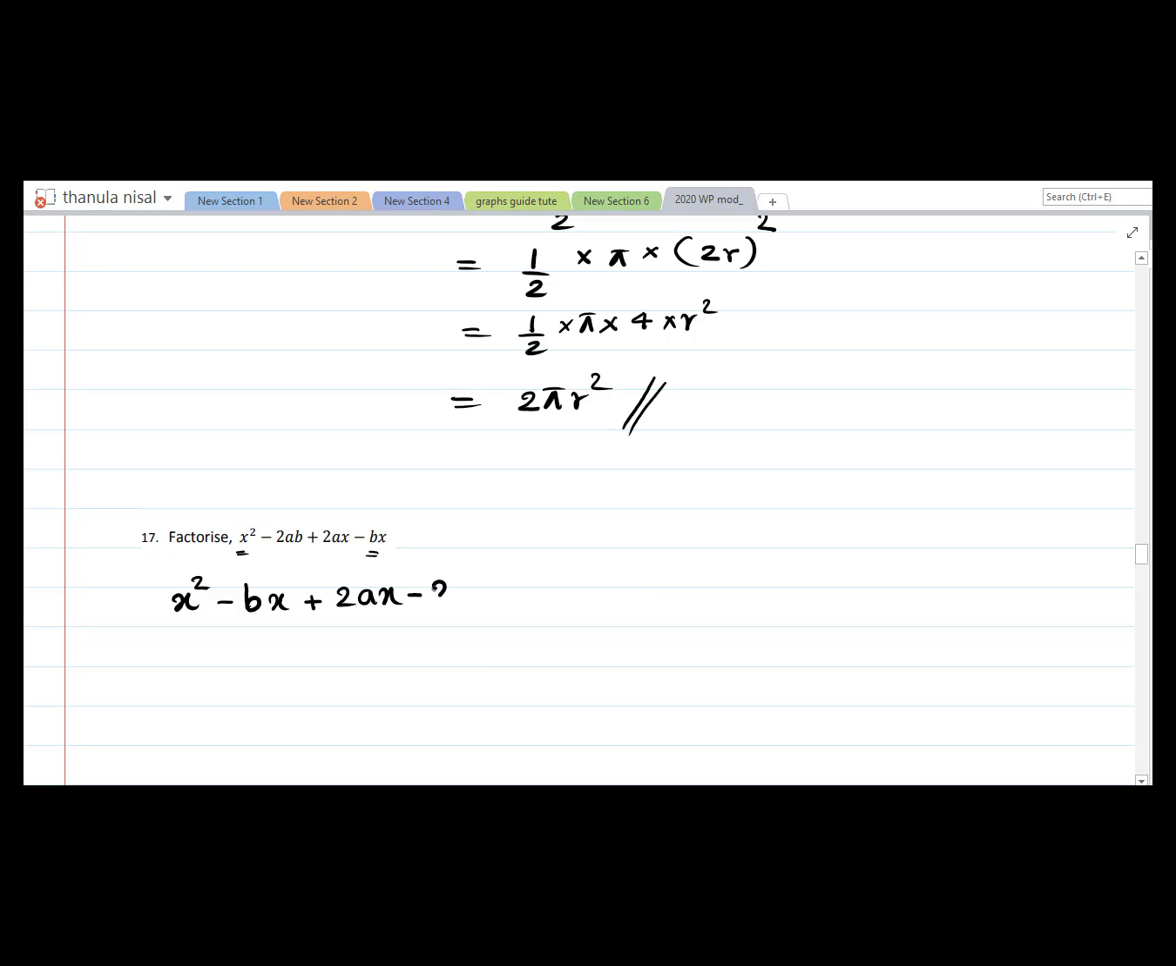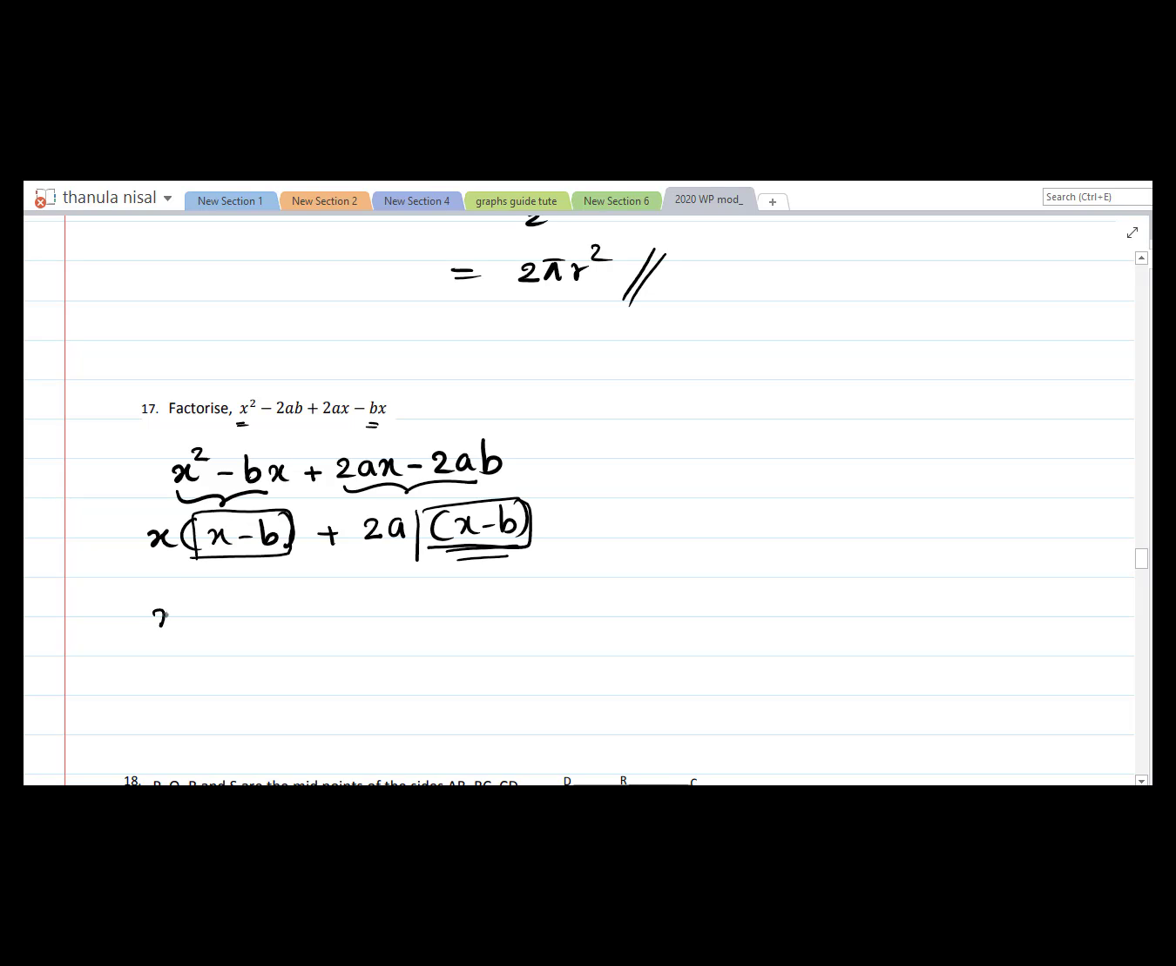2ax minus 2ab. Now consider, group them, factorize them. x minus b. Here you can take 2 and a as common terms. Here again x minus b. Then this one is common in both cases. Then take out that as a common factor. Here x plus 2a. This is the answer.